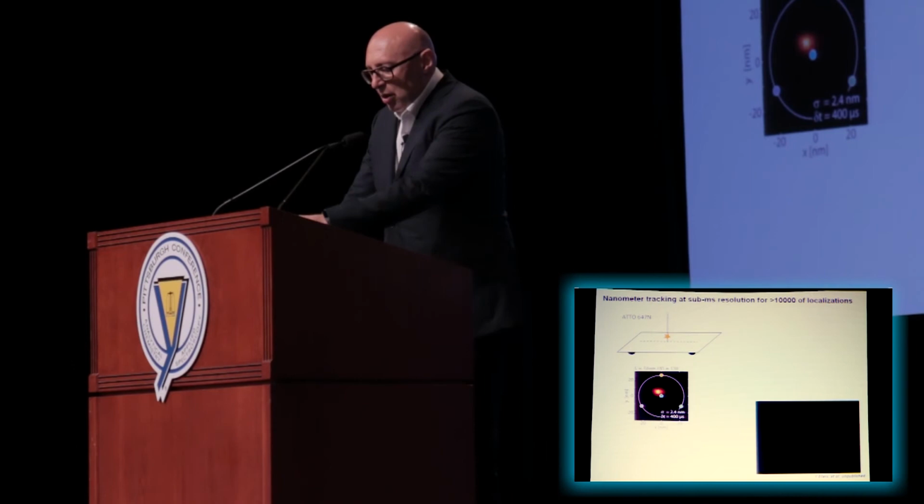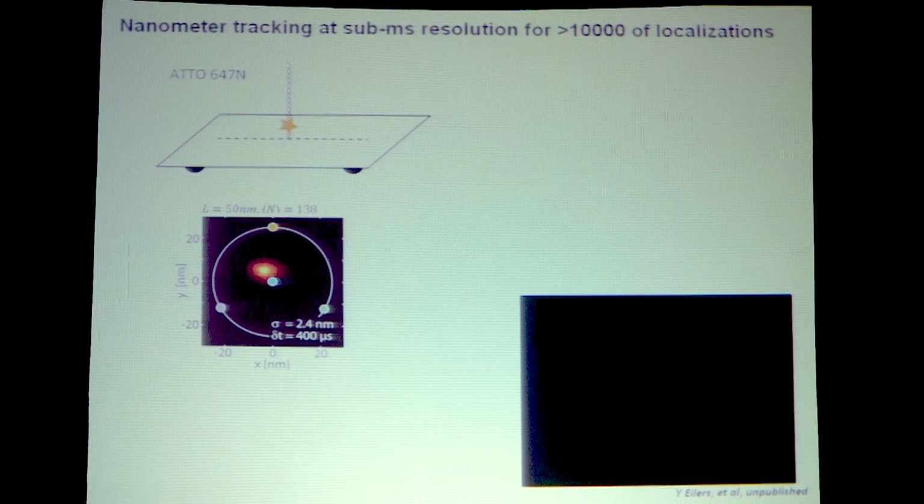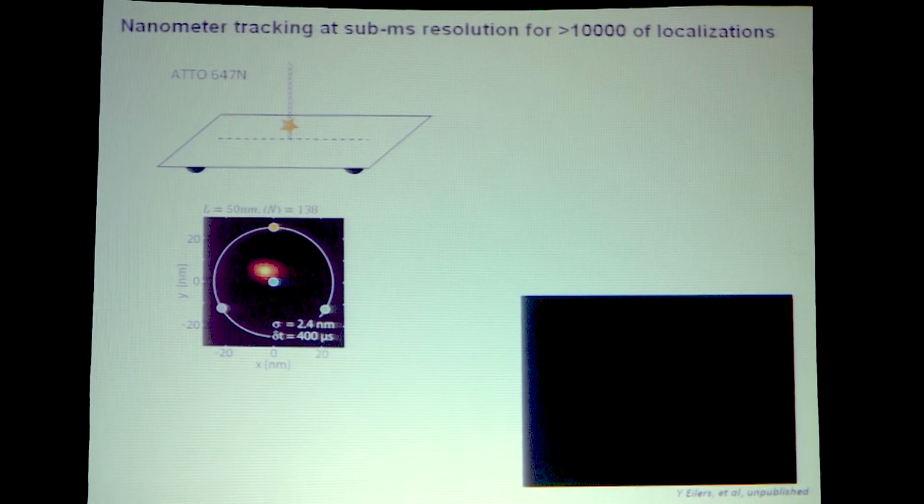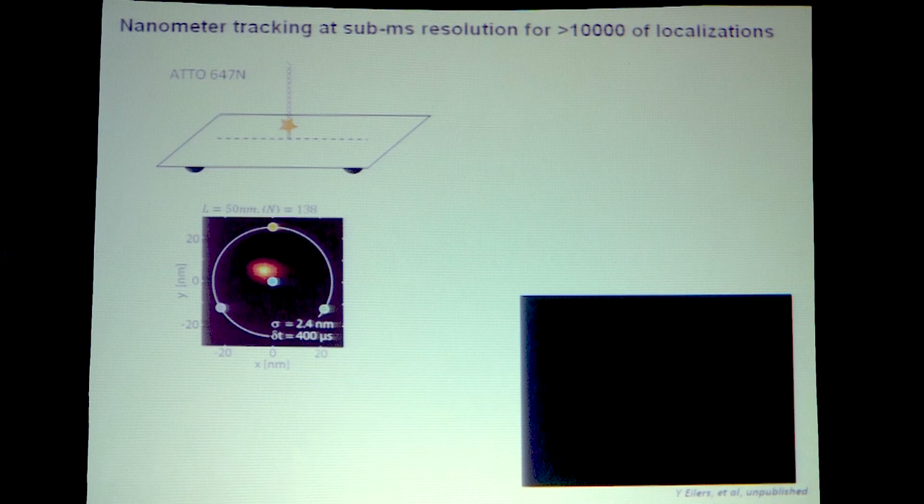And just as a demonstration, what we did here is we labeled a piece of DNA with a fluorophore, but in this case, the fluorophore was kind of arrested. So for a sigma of 2.4 nanometers, which is not bad, the localization precision would require only 400 microseconds, okay? And as I said, the measurement was done on the 4 points, the violet, the yellow, the blue, and the green point. And the cloud shows the distribution of localizations.